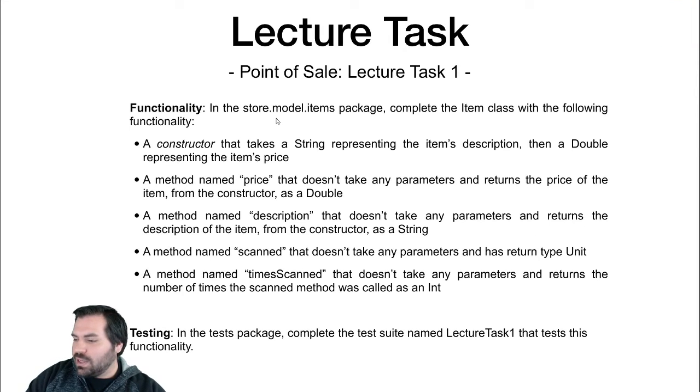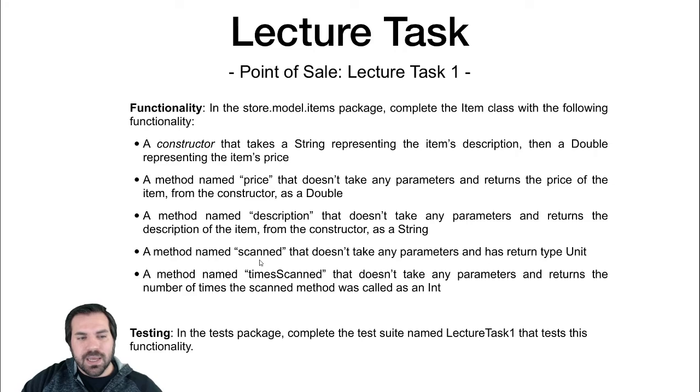So for the lecture task, create an object of type Item that has a constructor that takes a String and a Double, a method named price that returns the price and a method named description that returns the description from the constructor. So when somebody says new Item with a price and description, and then takes the variable name they stored it in, dot price, that should return whatever price that programmer gave to that constructor call.